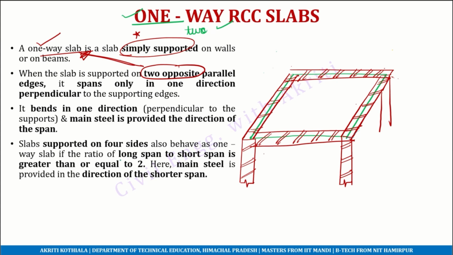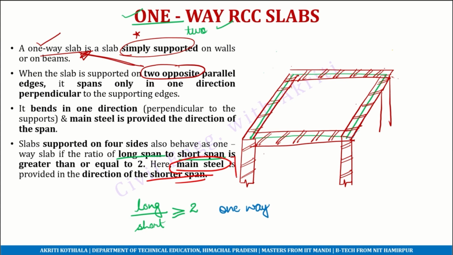So how do we determine that? We calculate the ratio between the longer span to the shorter span and see its value. So what is the length of the longer span and what is the length of the shorter span? And if this is greater than or equal to 2, then this will be a one-way slab. So greater than or equal to 2 means one-way slab, and evidently if it is less than 2, it will be a two-way slab. So here the main steel is provided in the direction of the shorter span. So main steel will be provided in the direction of the shorter span.